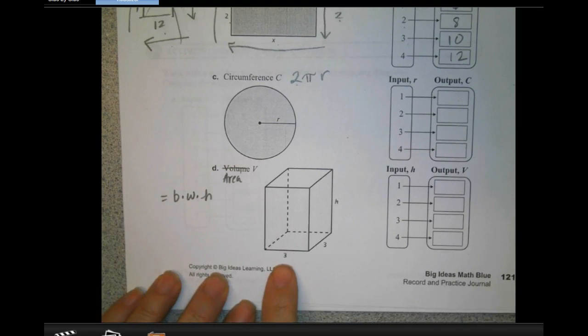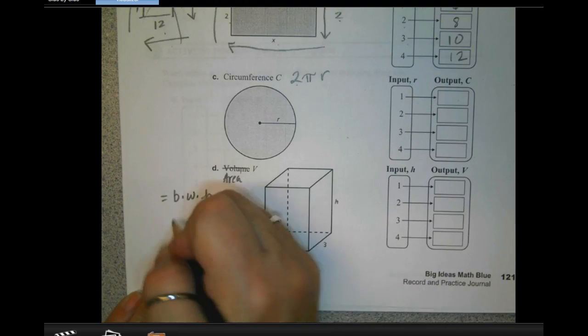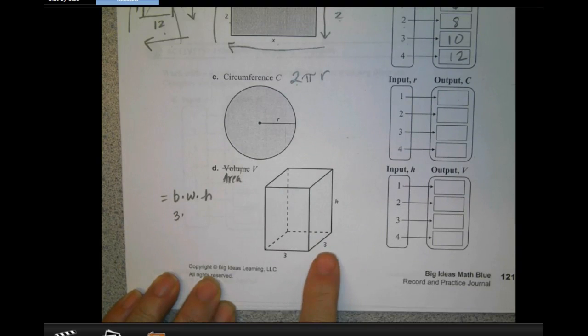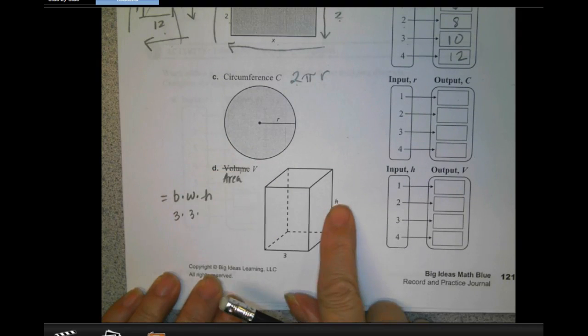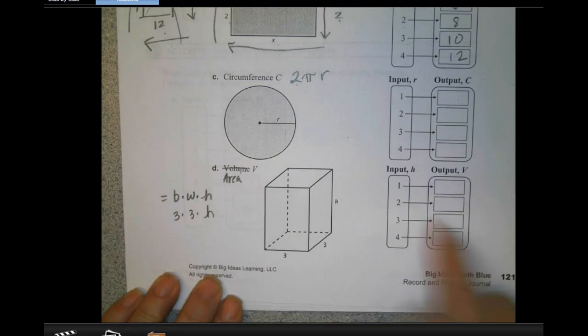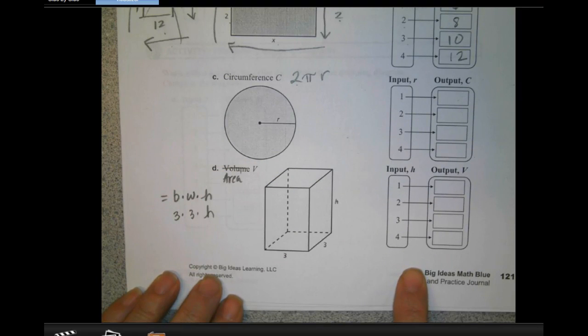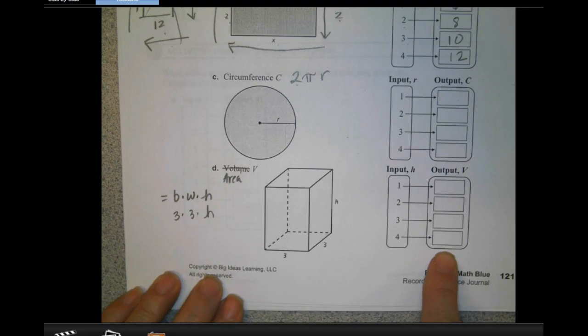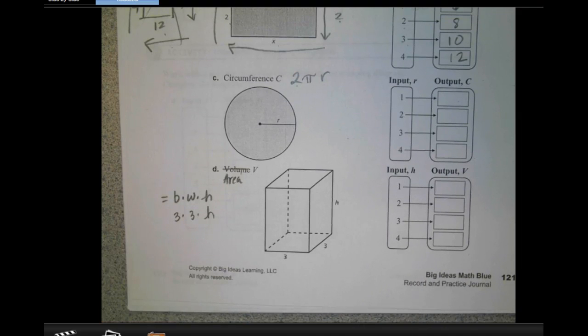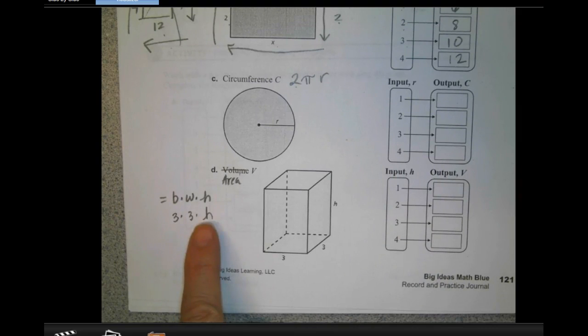So my base is what? 3. My width is what? And what's my height? So h is going to be my x, my input. Okay, so go ahead and solve your output for this one using your input of h. You understand what to do? What are we substituting these numbers for this time? H. Go ahead.